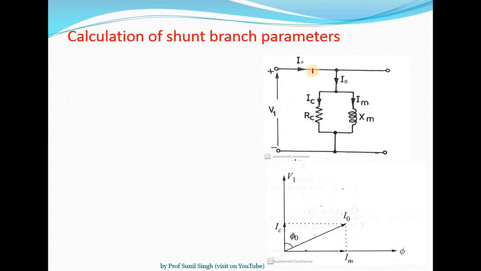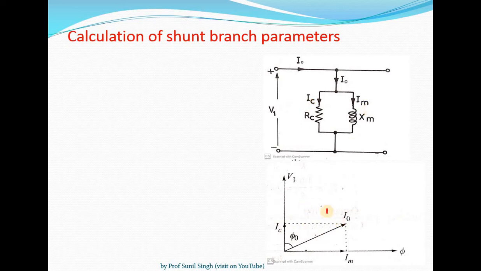no load current, or it is also known as the exciting current, IE. In some books it is written IE and in some books it is written as no load current. So don't confuse the exciting current with the no load current. So this is the no load current or exciting current, this is the core loss component of the current, and it is the magnetizing current. So no load current is decomposed into two currents, IC and IM, like this.